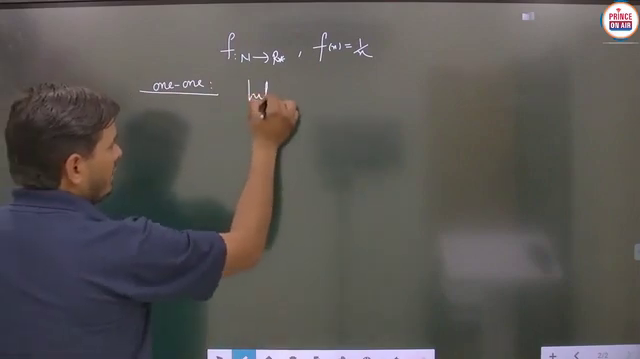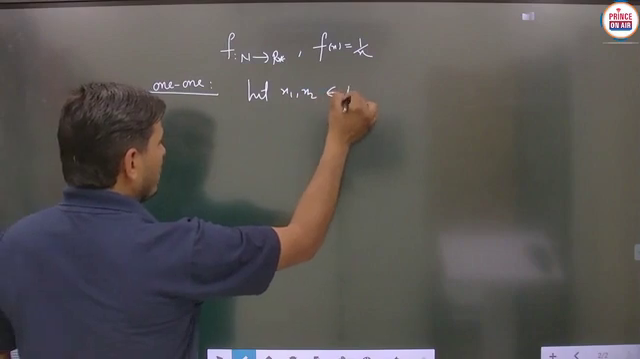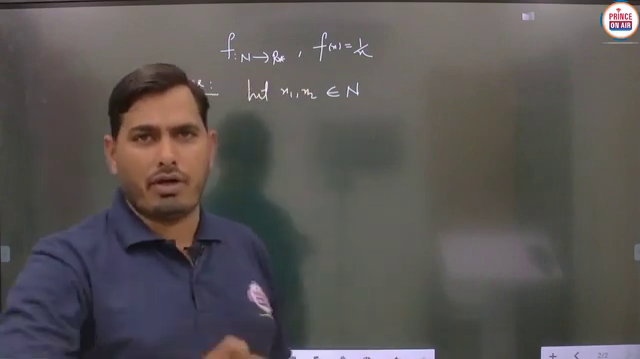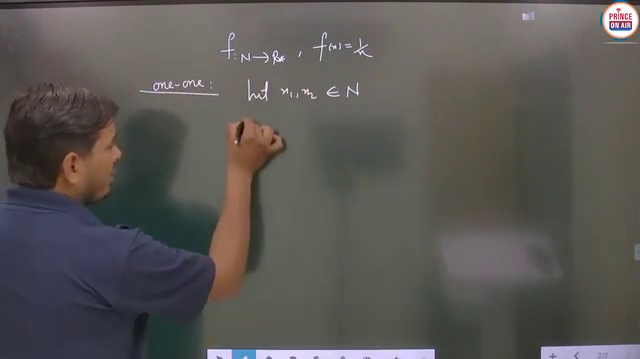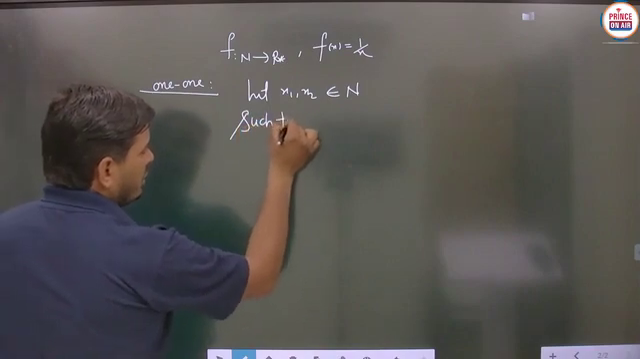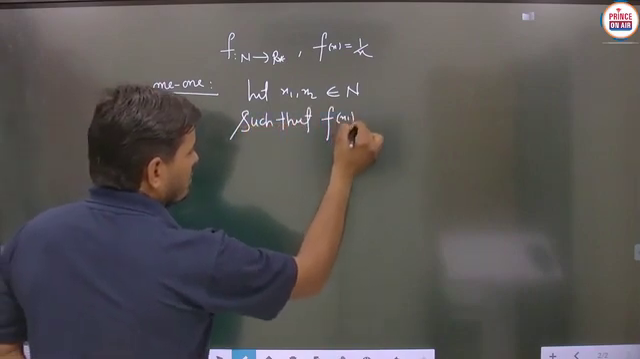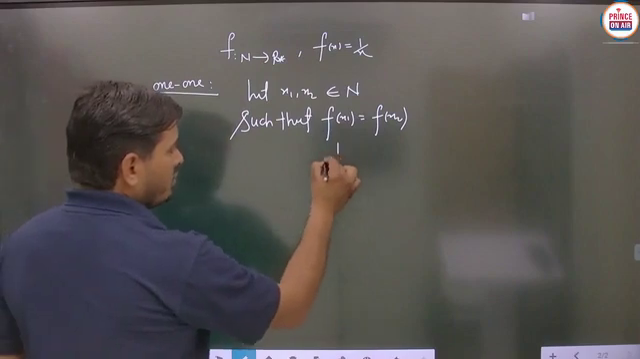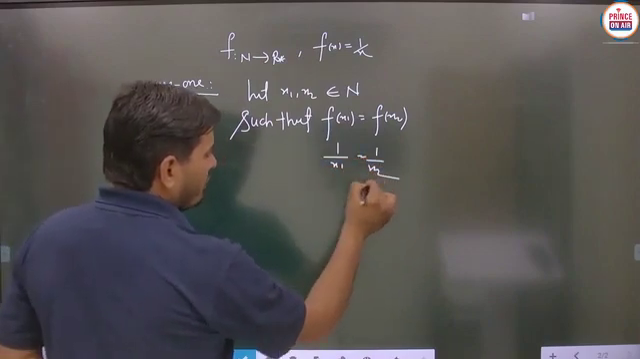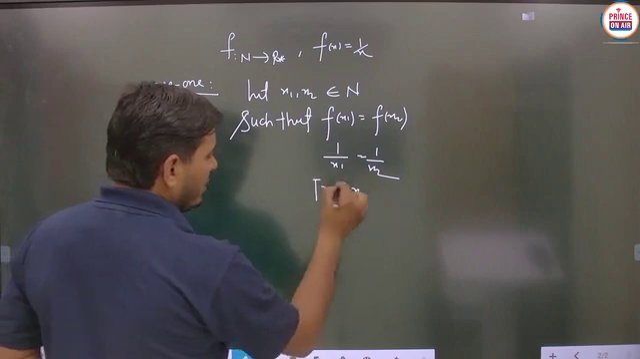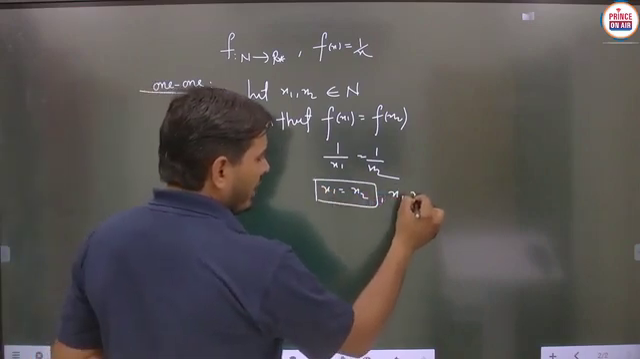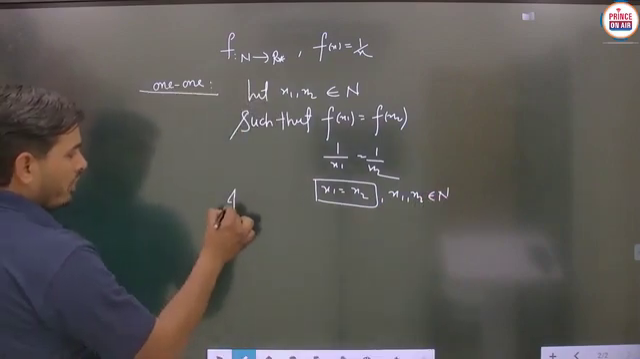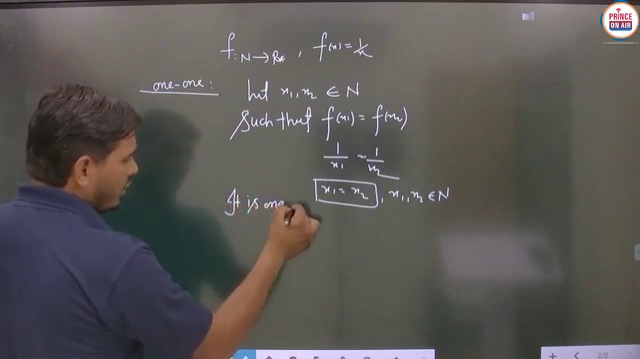So we can say let x1, x2 both belong to the natural numbers. And students, I think each and every student knows very well about natural numbers, because natural numbers start with 1: 1, 2, 3, 4, 5, like this. Is it clear? And such that f of x1 equals f of x2. Is it clear? Now you can use the definition of the function: 1 upon x1 equals 1 upon x2. After cross multiplication, you will get the required result x1 equals x2, because x1 and x2 both belong to the natural numbers. Is it clear? So basically it is said to be 1-1, so it is a 1-1 or injective function.